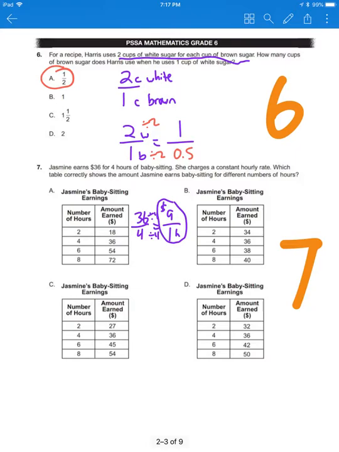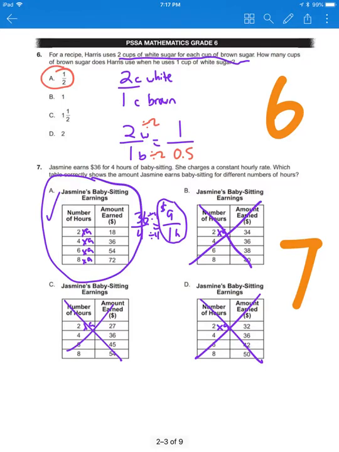Number of hours, 2 times 9 is 18, 4 times 9 is 36, 6 times 9 is 54, 8 times 9 is 72. So, I'm thinking it's probably A, but let me check the next one. 2 times 9, is it 34? No, 2 times 9 is 18. Okay, is 2 times 9 27? No. Is 2 times 9 32? No. So the correct answer is A.